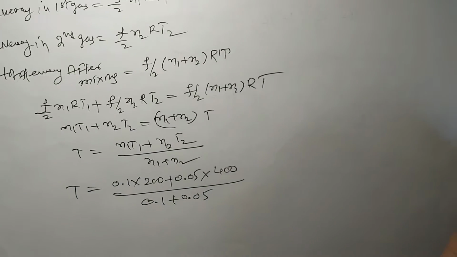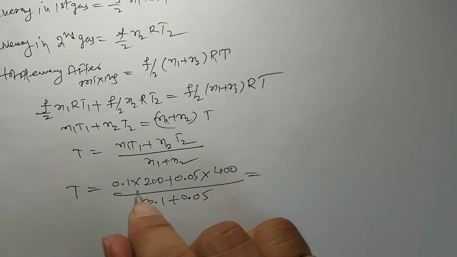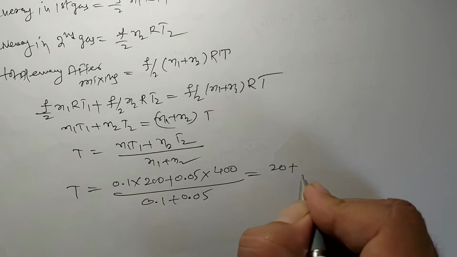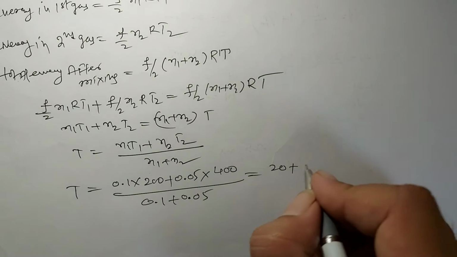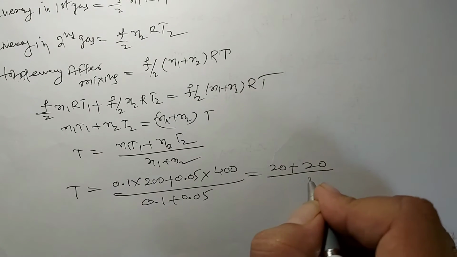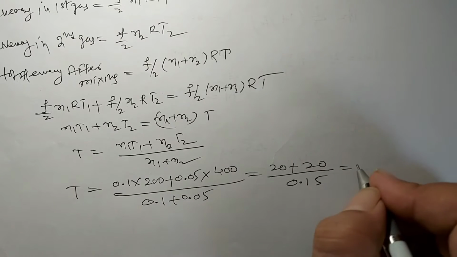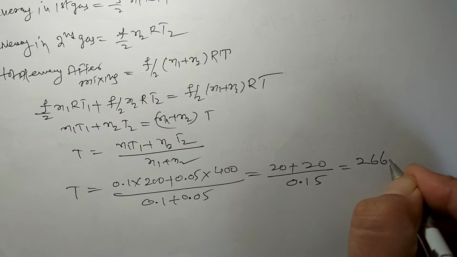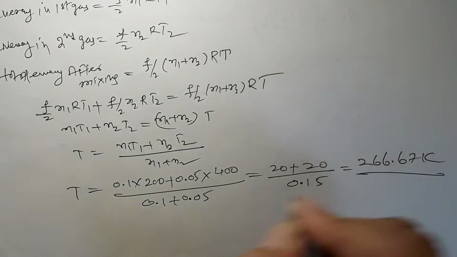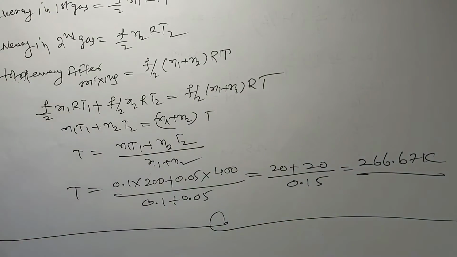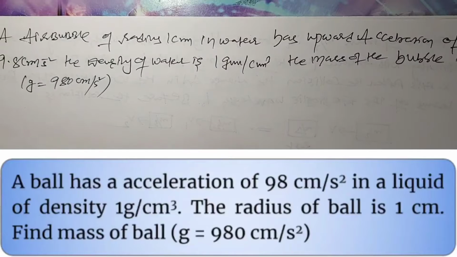Now we calculate here: 200 into 0.1 is 20, 400 into 0.05 is 20, so 40 by 0.15. That is equal to 266.67 Kelvin. This is the answer. Okay, now let us discuss another question.